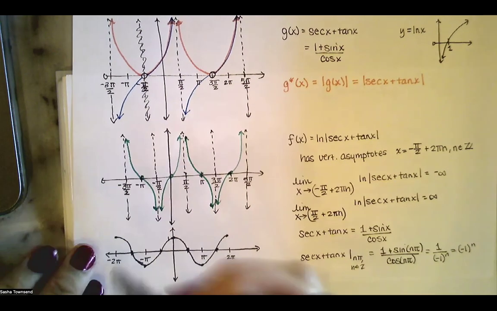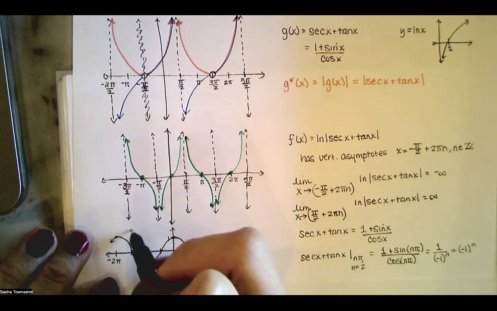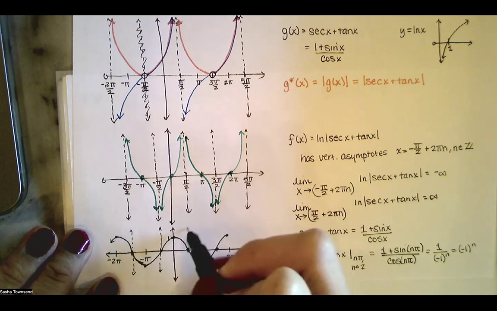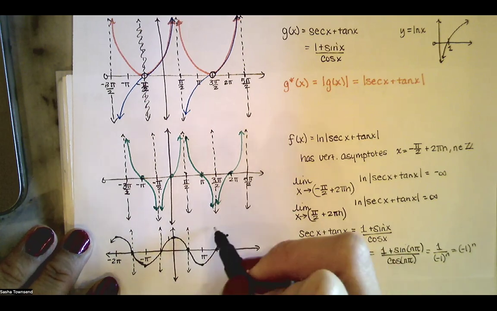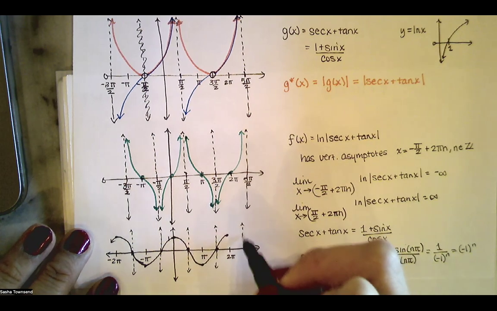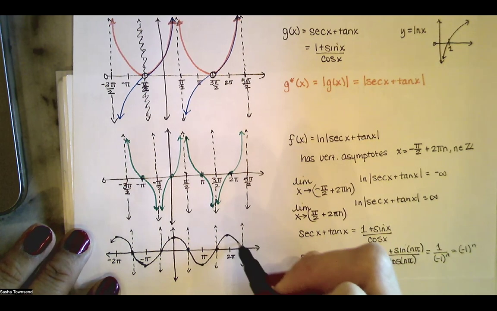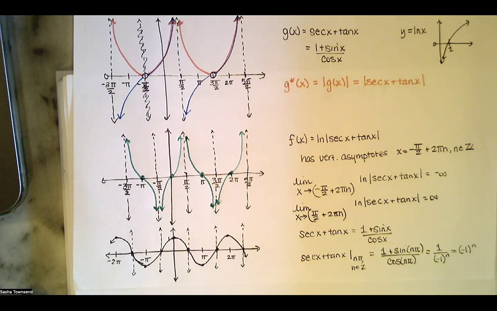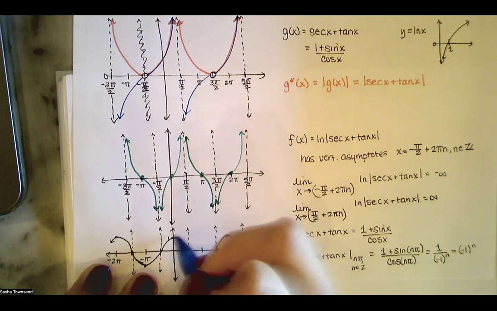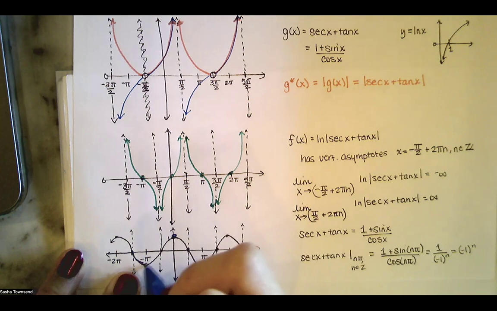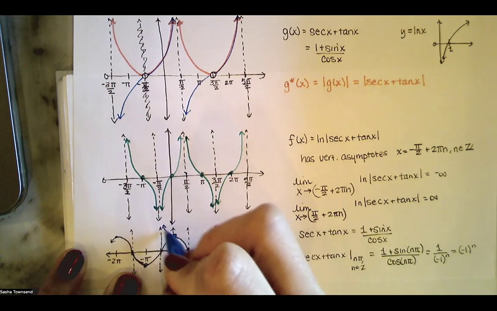And the secant graph has asymptotes every time the cosine function is 0. So I'm going to draw some asymptotes here. I'm just using my cosine graph to guide my secant graph. And then secant of x is 1 divided by cosine. So whenever the cosine is 1, secant is 1. Whenever cosine is -1, secant is -1. The graph looks like this.